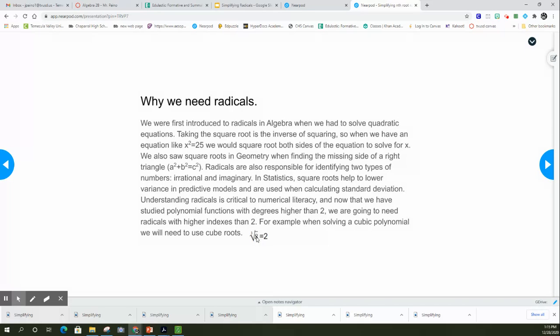So what is the cube root of 8? It's 2. How do we know that? Because if I asked you what is 2 cubed, we would know that is 8, 2 times 2 times 2 equals 8. So when I want to do the inverse of that, the cube root of 8, I get 2.